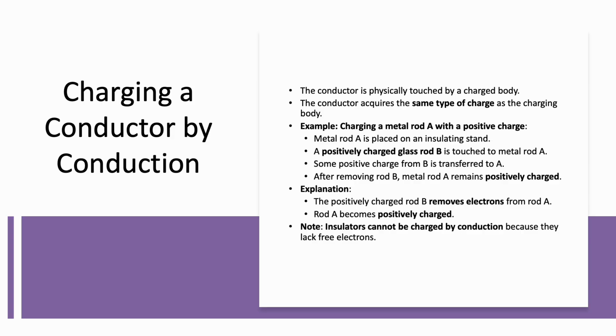Example, charging a metal rod A with a positive charge. Metal rod A is placed on an insulating stand. A positively charged glass rod B is touched to metal rod A. Some positive charge from B is transferred to A. After removing rod B, metal rod A remains positively charged.